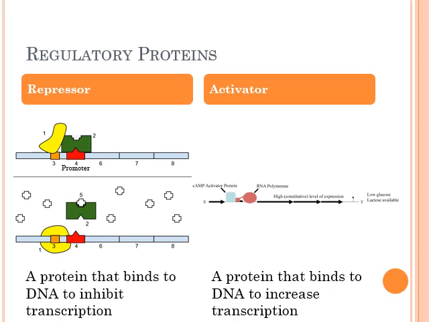So you got a repressor that slows down transcription because it prevents the polymerase from binding. And you've got an activator that speeds up transcription by helping a polymerase bind.